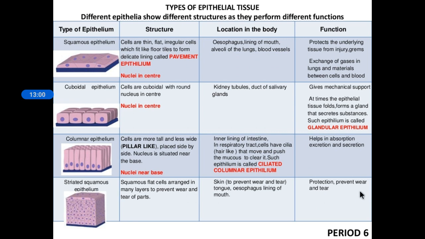So this is all about the epithelial tissues. What are the epithelial tissues which we studied? Simple squamous epithelium, stratified squamous epithelium, then cuboidal epithelium, glandular epithelium, columnar epithelium and ciliated columnar epithelium. So this is all about the epithelial tissue, which mainly gives protection.